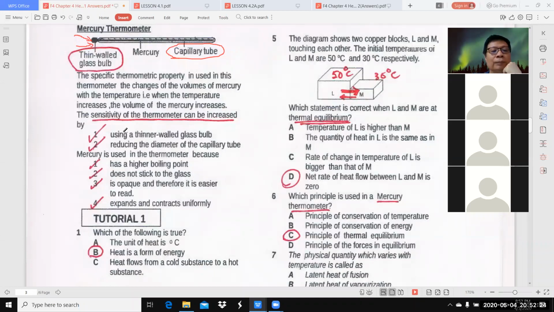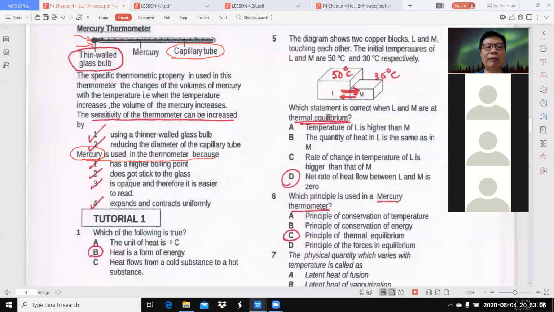Understand? Narrow, so the mercury goes up faster. So sensitive. Next part is why mercury is used. Why do we choose mercury? Why don't we choose water or oil? There are 4 reasons we choose mercury. Also, an essay question you must know. Why is mercury chosen? Because it has a higher boiling point. When the mercury boiling point is higher, it means you can use it to measure higher temperature. Only at a higher temperature does it start to boil, isn't it? So the mercury thermometer can be used to measure higher temperature.